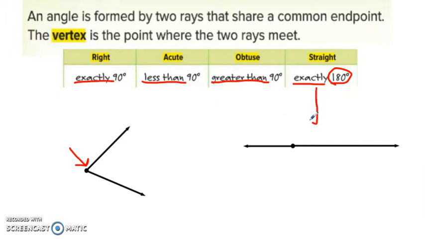This is an example of a straight angle. Here's the vertex. One goes to the right, the other one is going to the left. Notice they go in opposite directions. That will make a straight angle.